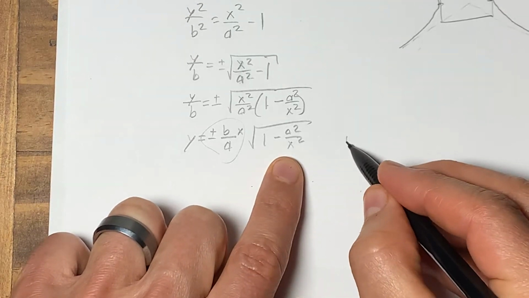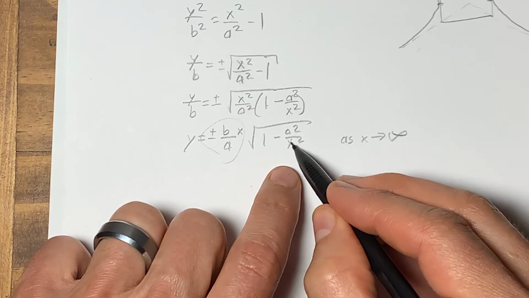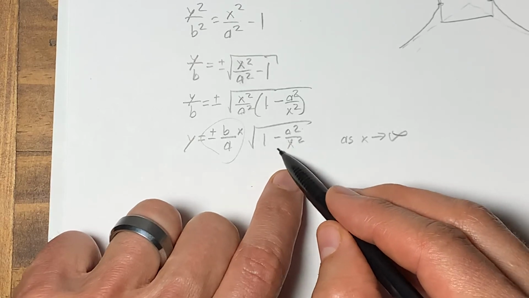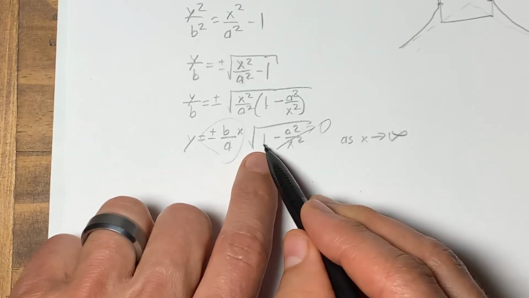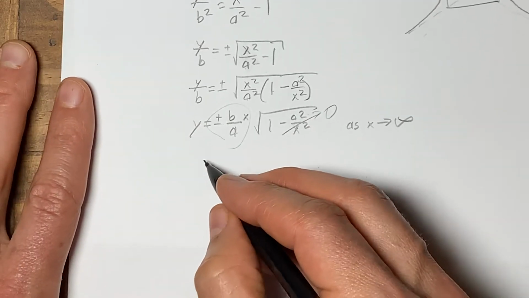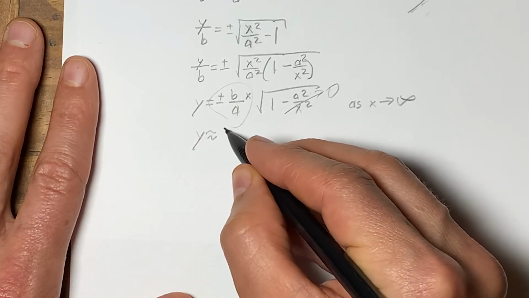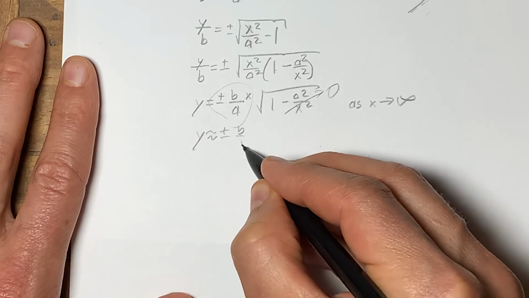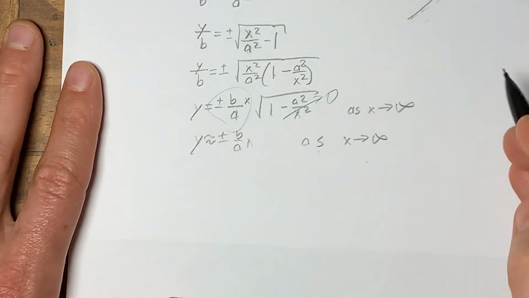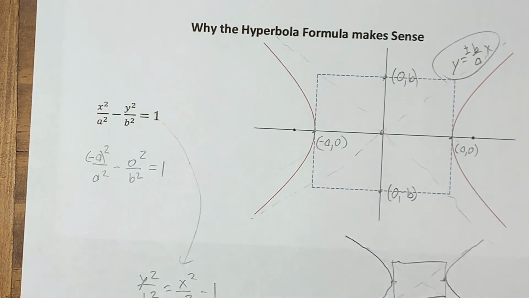I want to basically say this term is 1. But what happens as x goes to infinity? Well, any constant, a squared is a constant, it doesn't grow as x grows. Any constant divided by x squared goes to 0. So this goes to the square root of 1. The square root of 1 is 1. Doesn't change anything when I multiply by that. So that means that y gets really close to plus or minus (b over a)x as x goes to infinity. And that's why you have those cool slant asymptotes, and that's why this box is sort of useful for making the picture.